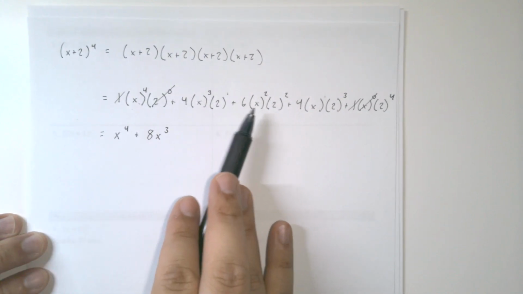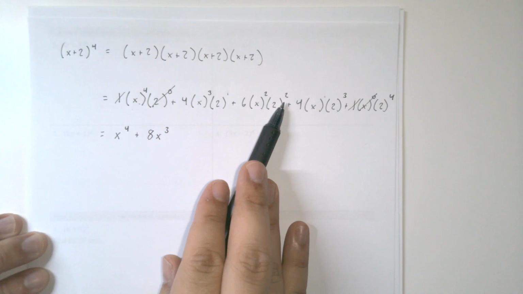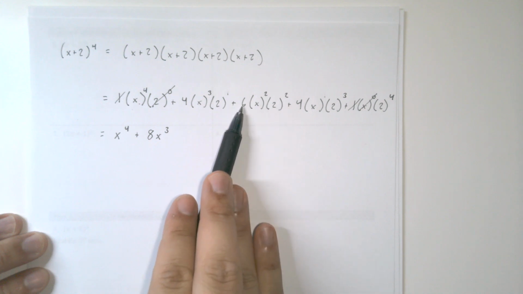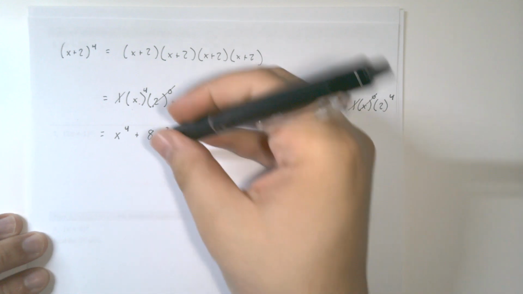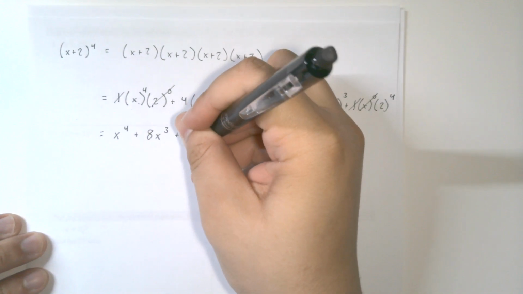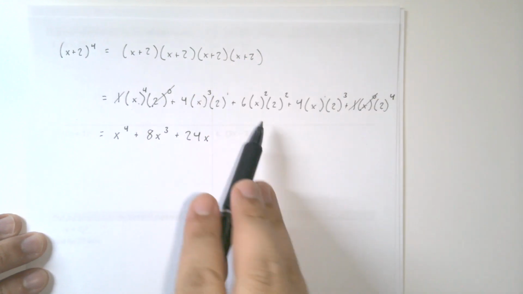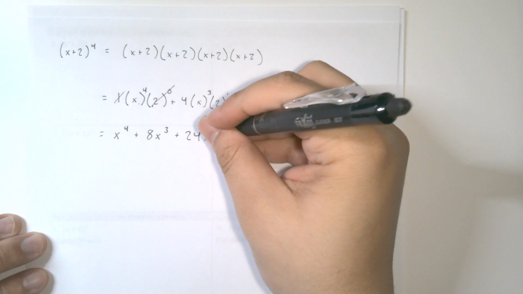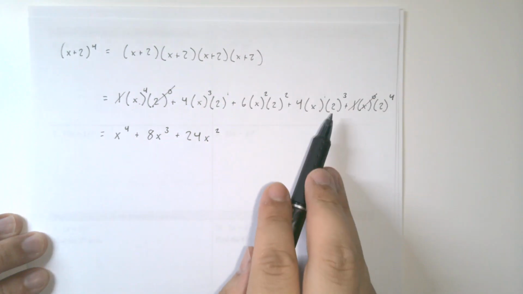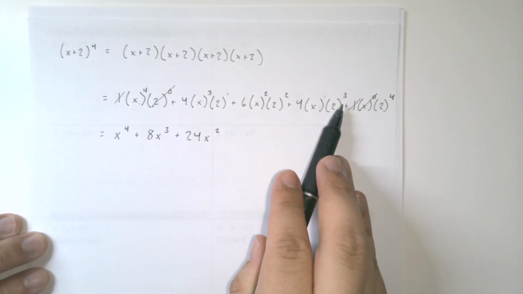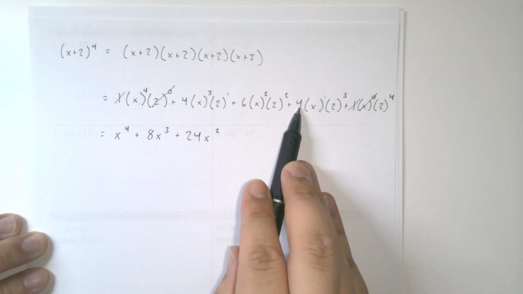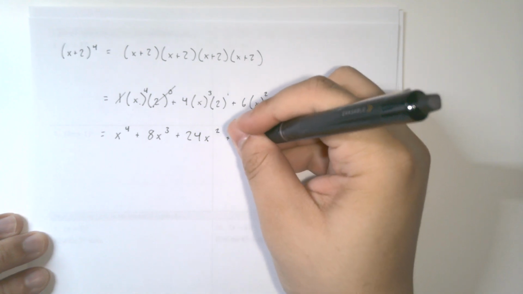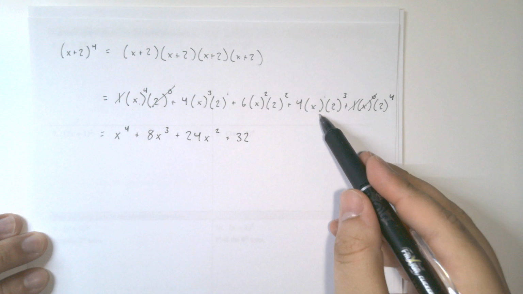Okay. Next term we have is 2 squared, which is 4, and then times 6 is 24. So 24, and then x squared. Next we have 2 cubed, which is 8, and then times 4 is 32, and then times x.